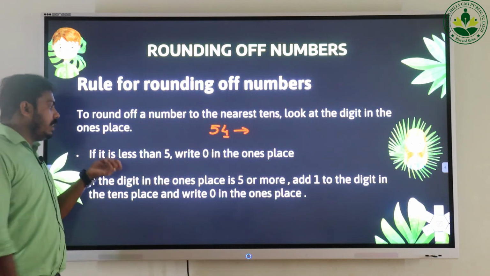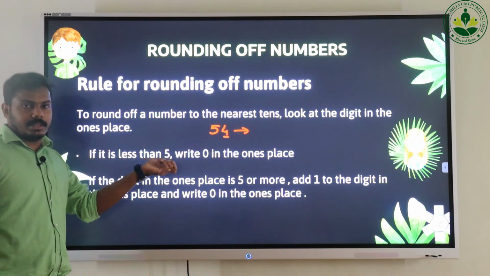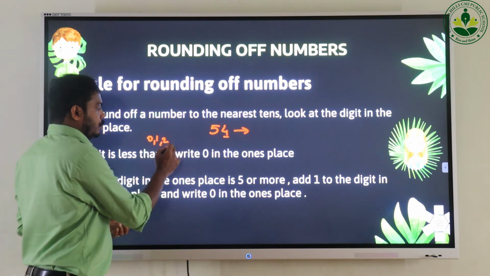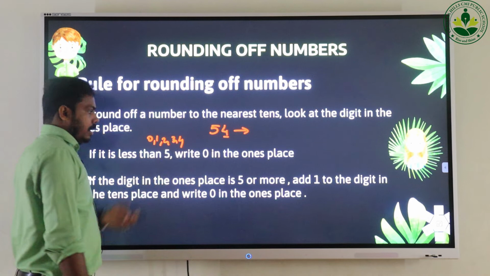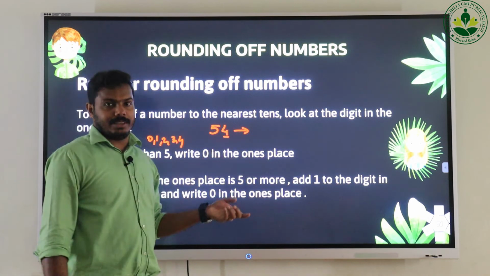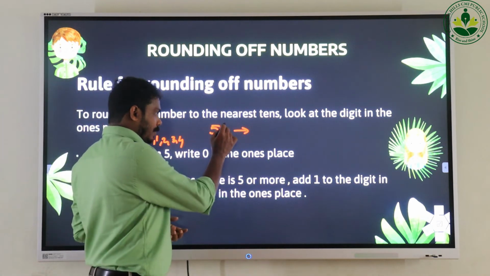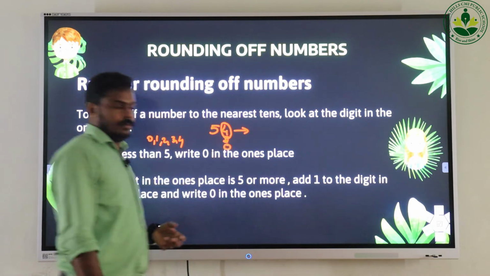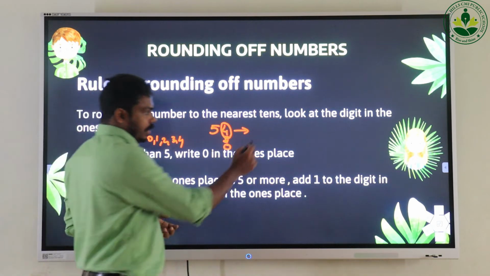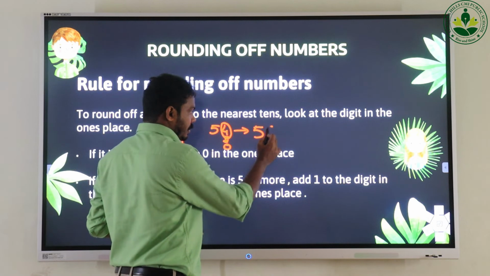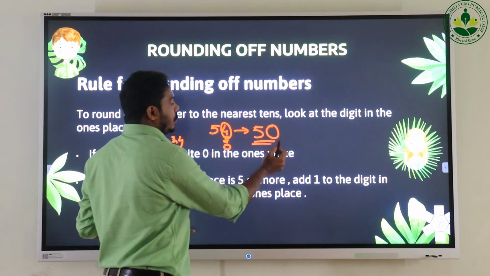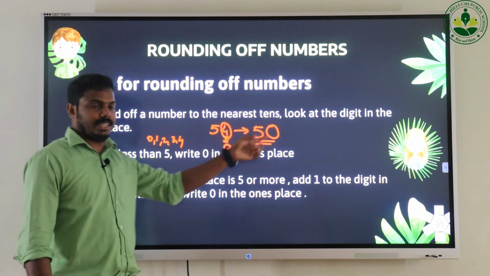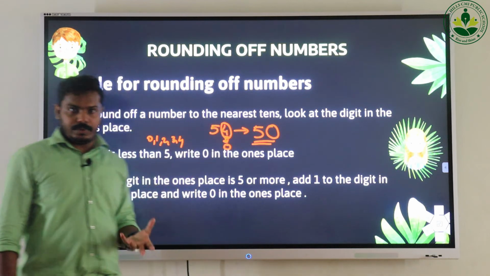First case, if it is less than 5, that means the digit is 0, 1, 2, 3, 4, write 0 in the ones place instead of this digit. Then we can rewrite it as 50. So if we round off 54 to the nearest 10, we get 50. That is the first rule.